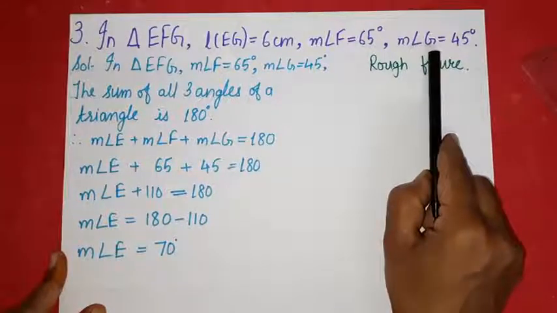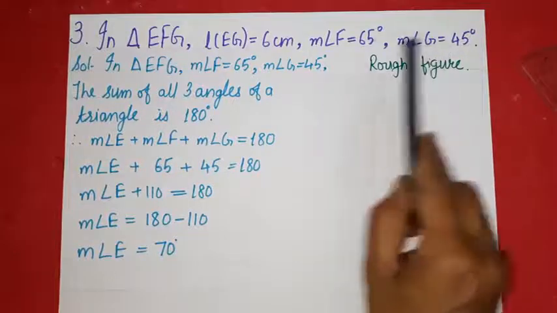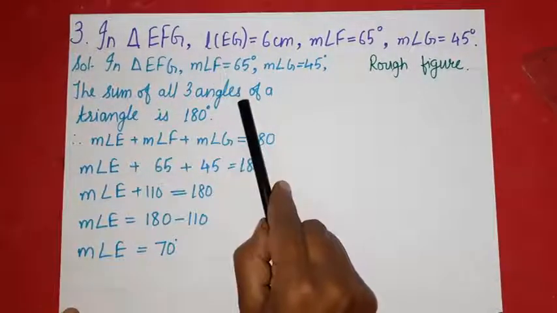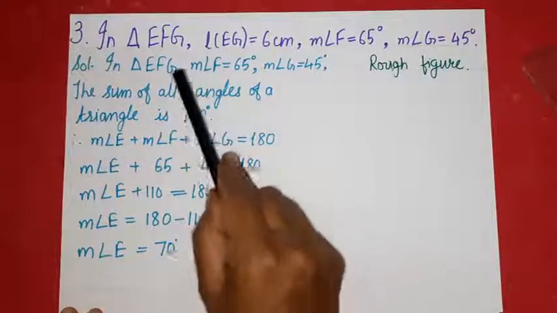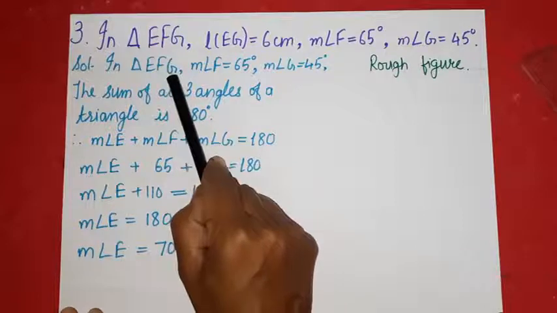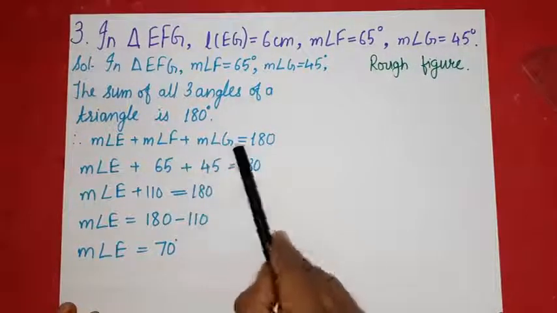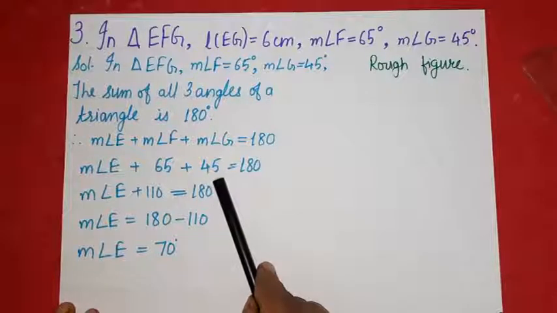As we have seen one solved example in the previous video, here we have to first find the measure of angle E. For that we have to use the property that the sum of all three angles of a triangle is 180 degrees. That is, measure of angle E plus measure of angle F plus measure of angle G is equal to 180 degrees. Measures of angle F and G are given, so we will substitute the values here.